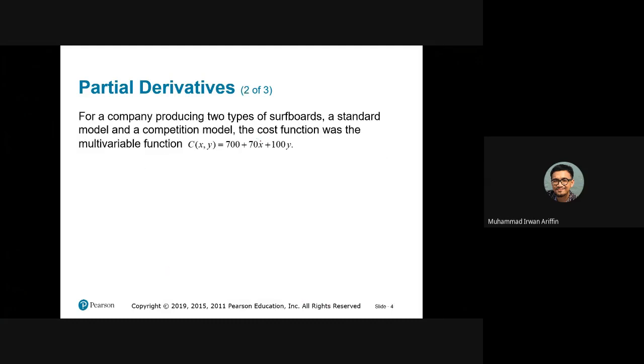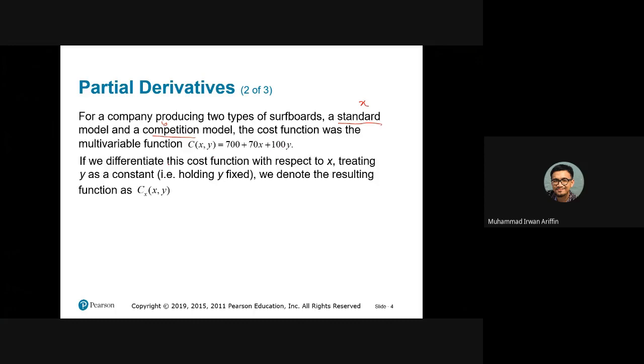For a company that produces two types of surfboards, a standard model and a competition model, the cost function was the multivariable function C of x and y, where x is the standard model, while y is the competition model. The cost function was given as 700 plus 70x plus 100y.